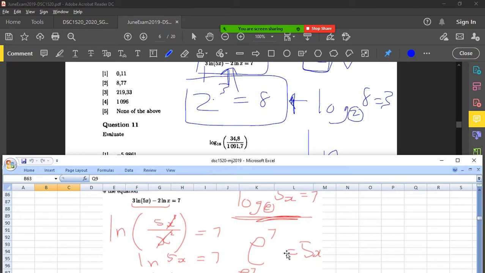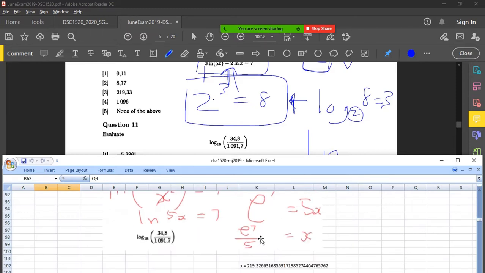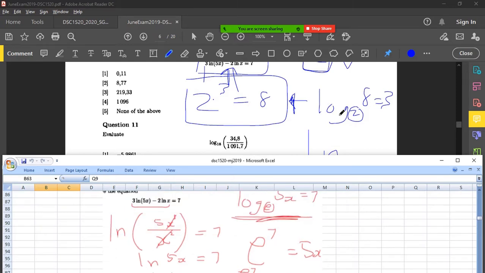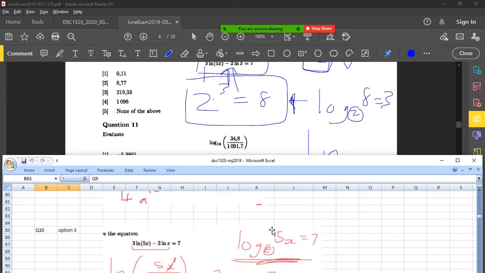Once I've got that, obviously you can solve for x: e to the 7 divided by 5, which you can plug into your calculator. Are you okay? Yeah, sure. So I'm literally just taking what I have here and applying it to this scenario. Basically you've got this and then you've got that, and you're writing this format in that format. Does it make sense? Yep. All right, good. Other questions?